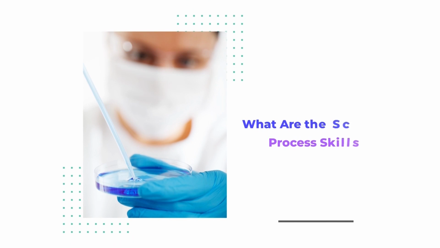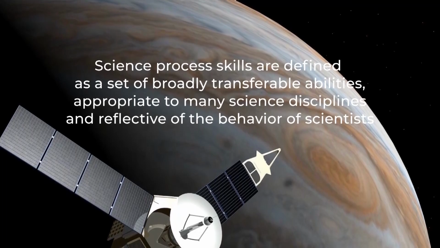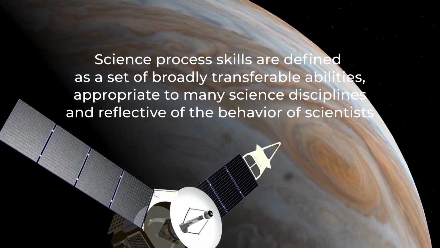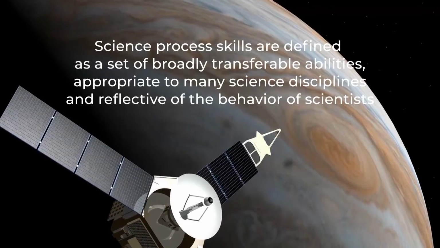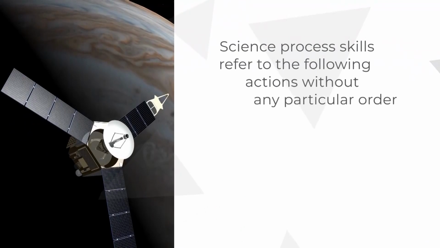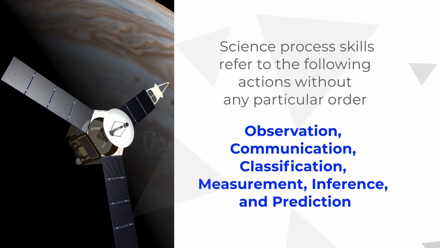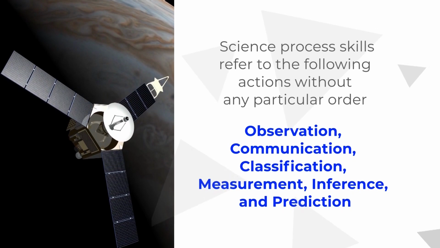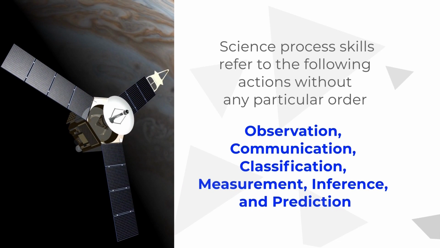What are the science process skills? Science process skills are defined as a set of broadly transferable abilities appropriate to many science disciplines and reflective of the behavior of scientists. Science process skills refer to the following actions without any particular order, such as observation, communication, classification, measurement, inference, and prediction.